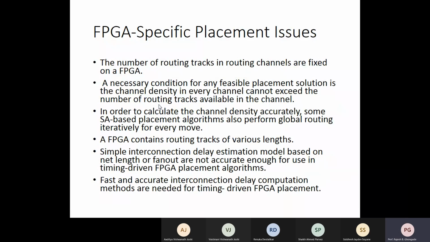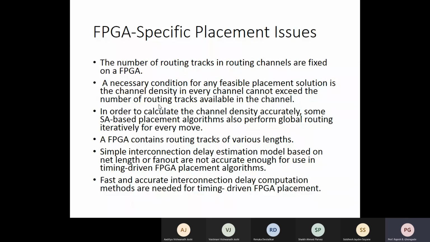Then if you look at the FPGA specific placement issues, the number of routing tracks in routing channels are fixed on an FPGA. A necessary condition for a good solution is that the channel density cannot exceed the number of routing tracks which are available in the channel. So in order to calculate, these are the actual challenges. In order to calculate the channel density accurately, some simulated annealing based placement algorithms also perform global routing iteratively for every move. So not only local placement, but they also have to work out the global placement, global optimization also.